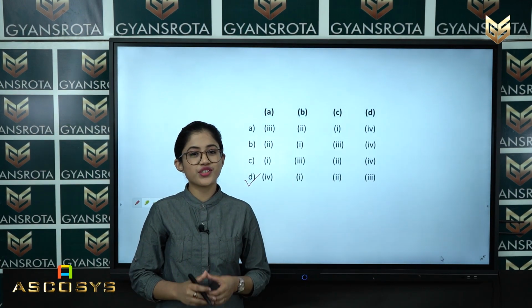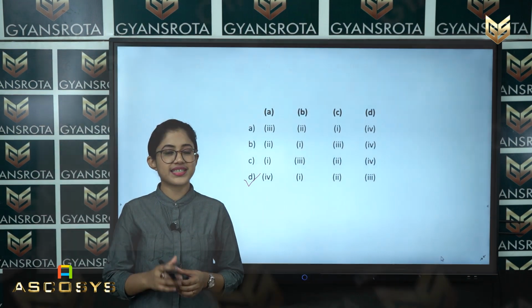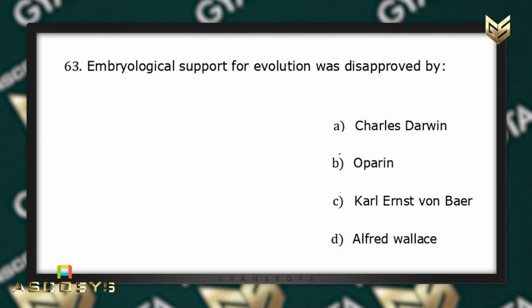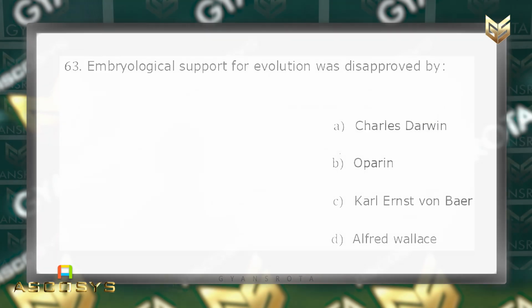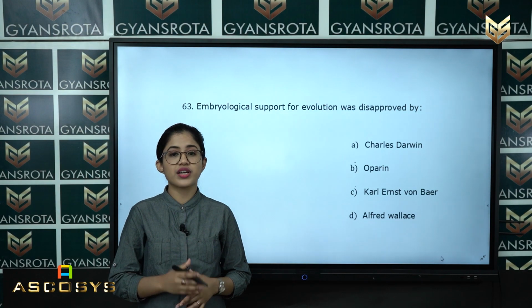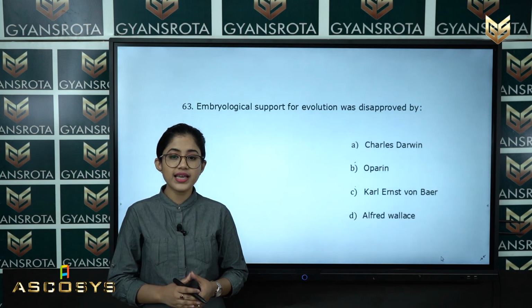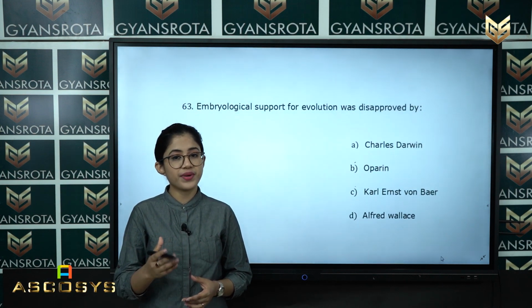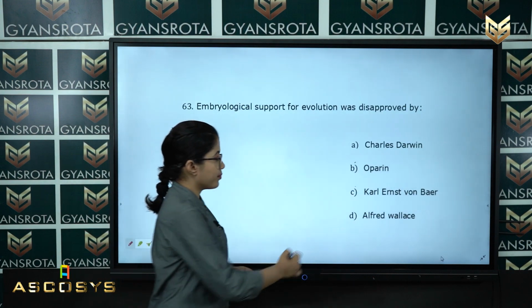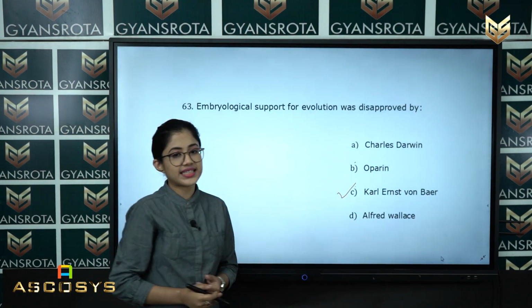Now let's move on to the next question, that is question number 63. Embryological support for evolution was disapproved by option number A Charles Darwin, option number B Oparin, option number C Karl Ernst von Baer and option number D Alfred Wallace. So student, embryological support for evolution was disapproved by Karl Ernst von Baer, which is given in option number C. So this is the correct answer.